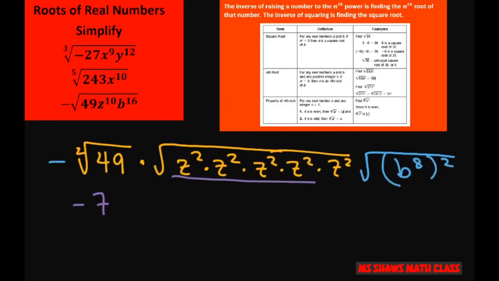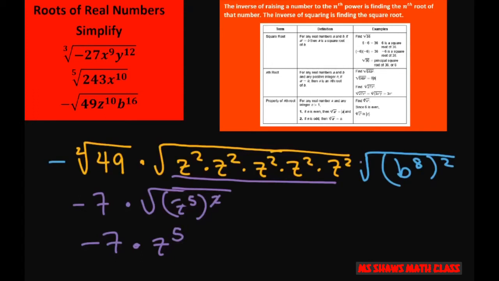For these, I could have also written this as square root of z squared to the, how many did we have? 5. So when we're doing square roots, I could have z to the 5th squared. So that will cancel out. So you get negative 7 times z to the 5th. The square roots cancel here. And times b to the 8th.